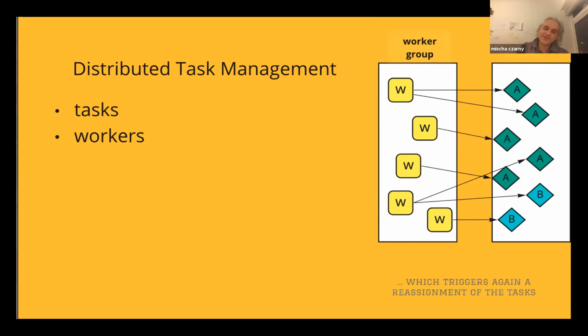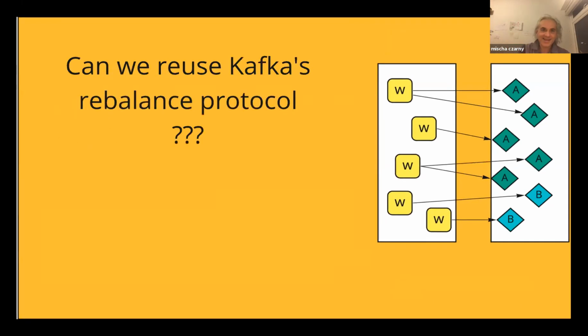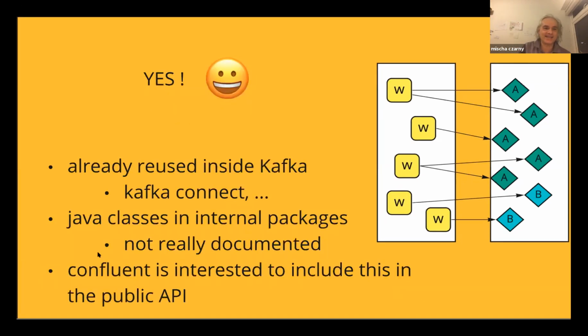Now, the most important question here for this project: can we reuse Kafka's rebalance protocol for our own purposes? And the answer is, I mean, you guessed it, obviously, yes. We can reuse it. And actually, it is already reused inside Kafka as well, from the Confluent platform. They use it inside Kafka Connect. So they have refactored some code already. It still lives in an internal package, and it is not documented. Trust me, it's not documented, not at all.